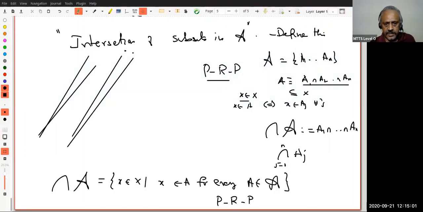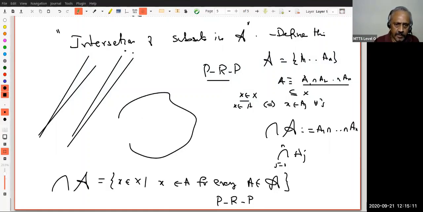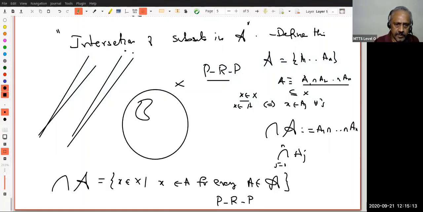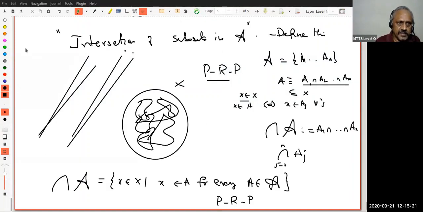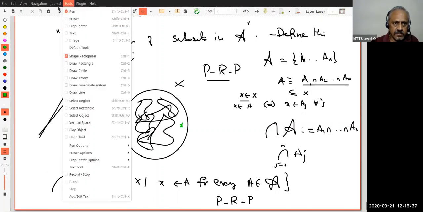Do not try to think, just try to learn to move with symbols now. I do not know what script A contains, but what I have to make sure is that you give me an element. This is my X. These may be various subsets. I don't know how many there are, but if you give me an X, I want to know whether X is going to be there. That means X must be in each and every element A in the collection script A. Try to repeat, internalize, then you can go to the next one.